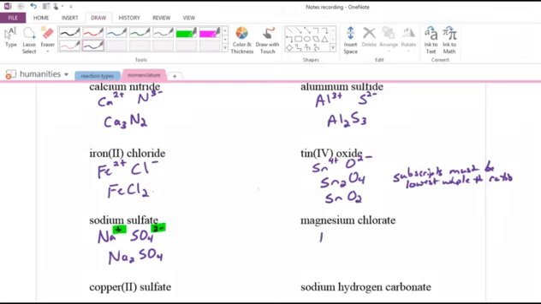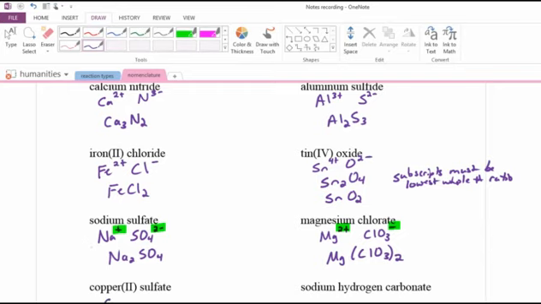Magnesium chlorate. Magnesium, +2. Chlorate, another polyatomic ion that you have to memorize. +2 -1 are what we crisscross. So we get Mg. We've got to put our chlorate in parentheses and the 2 outside the parentheses.